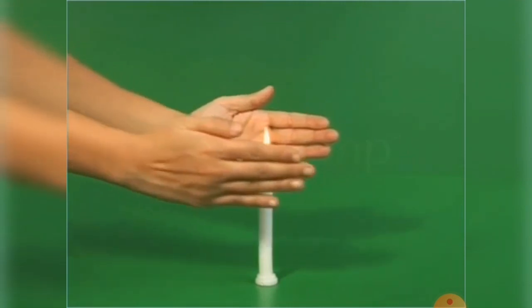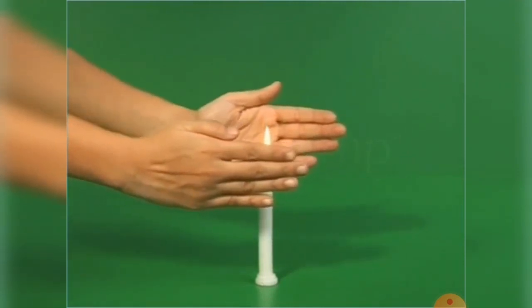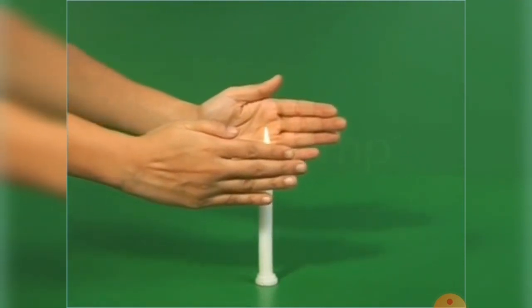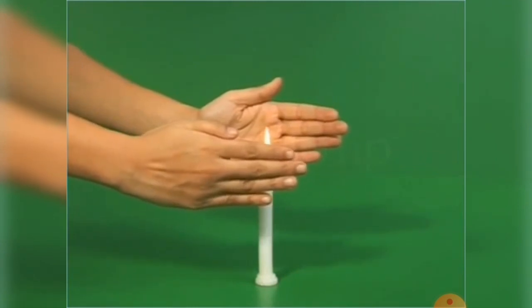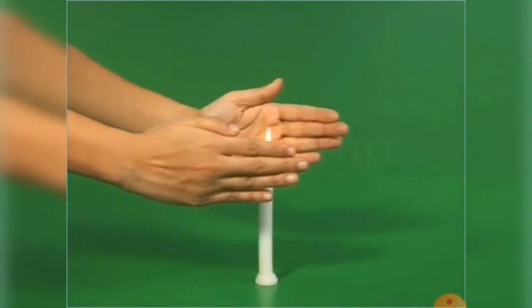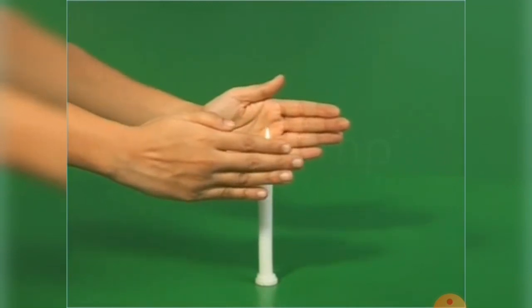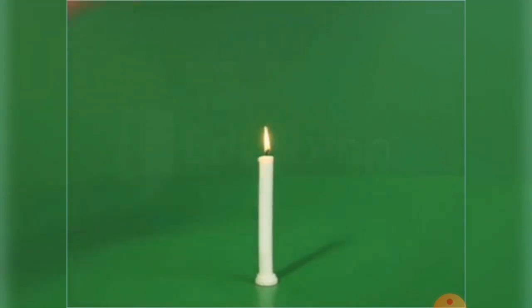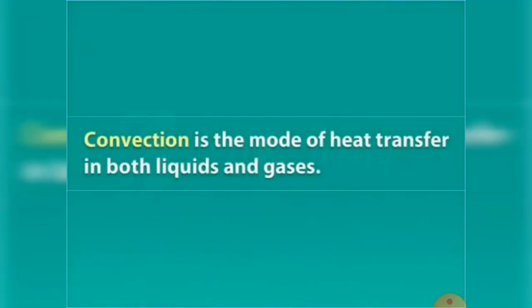But if we then place our hand to the side of the candle flame, meaning the first position was exactly above the flame and the second time we place our hand on both the right and left sides of the flame, then we will not feel that much heat. So here we can understand that convection is the mode of heat transfer in both liquids and gases.